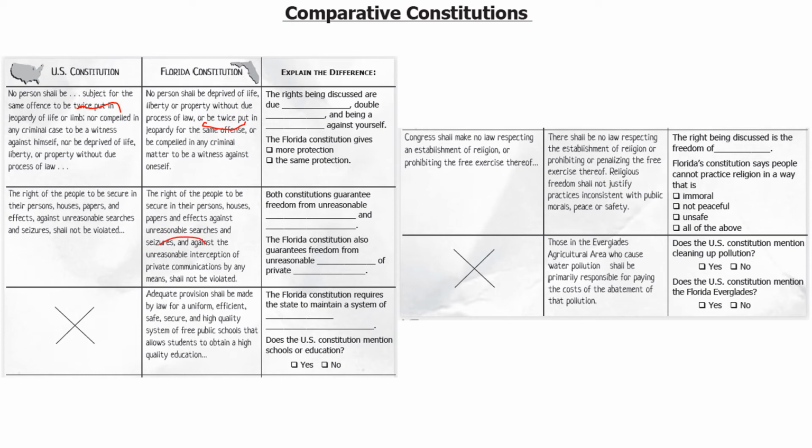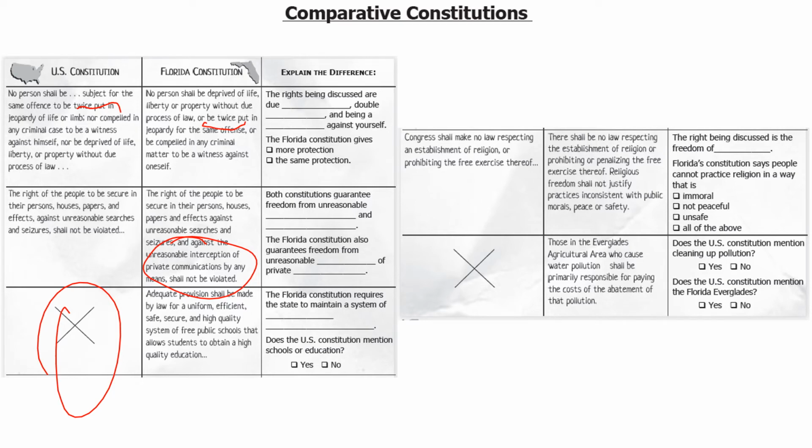So again, you're looking here for that one. There is nothing in this box here for the U.S. Constitution, but the Florida Constitution says adequate provision shall be made by law for a uniform, efficient, safe, and secure, high-quality system of free public schools that allows students to obtain a high-quality education. The Florida Constitution requires a state to maintain a system of what? Does the United States mention schools or education? Well, again, big X, you should be able to figure that one out.